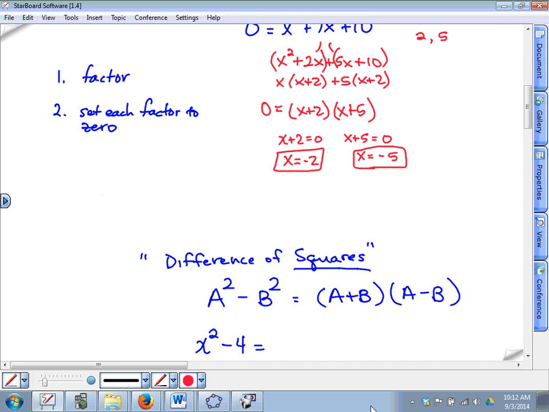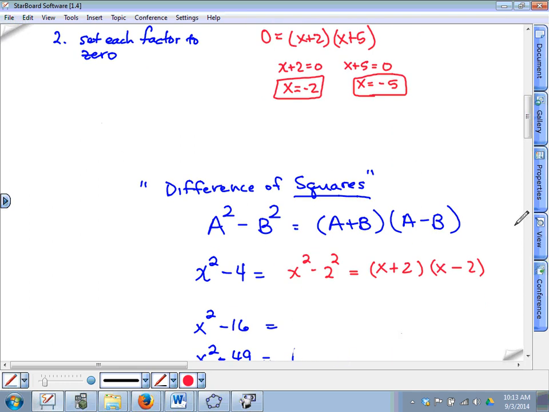So this one, for example, x squared minus 4. You can think about it like this. X squared minus 2 squared. Now it's difference of squares. X is being squared, 2 is being squared. So if you follow this pattern, you're going to have two sets of parentheses, and they're nearly identical except one's plus, one's minus in the middle. What are the terms going to be inside there? X plus 2 and x minus 2. Pretty easy. That's how you factor difference of squares.